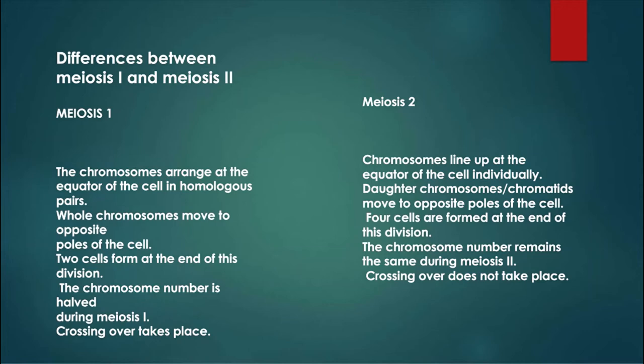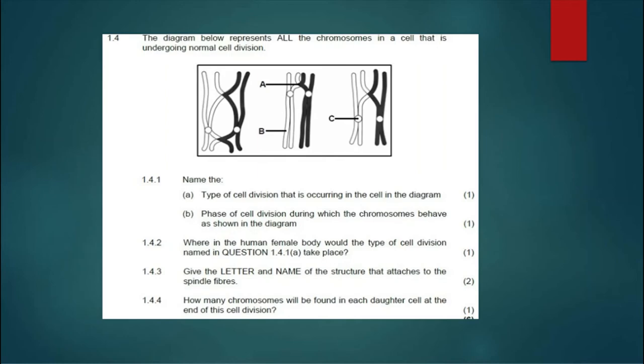In meiosis 1, 2 cells form at the end of this division. In meiosis 2, 4 cells are formed at the end of this division. In meiosis 1, the chromosome number is halved. In meiosis 2, the chromosome number remains the same. Crossing over takes place in meiosis 1, and crossing over does not take place in meiosis 2. Now let's look at the exam questions under this topic.